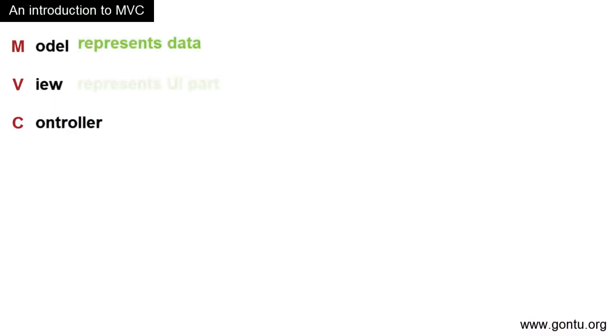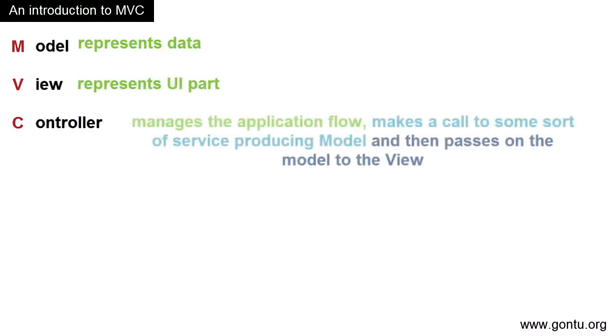It says an application should always be divided into three components called MVC: model, view and a controller. The model represents data. The view is the UI part. The controller manages the application flow, makes a call to some sort of service producing model, and then passes on the model to the view.